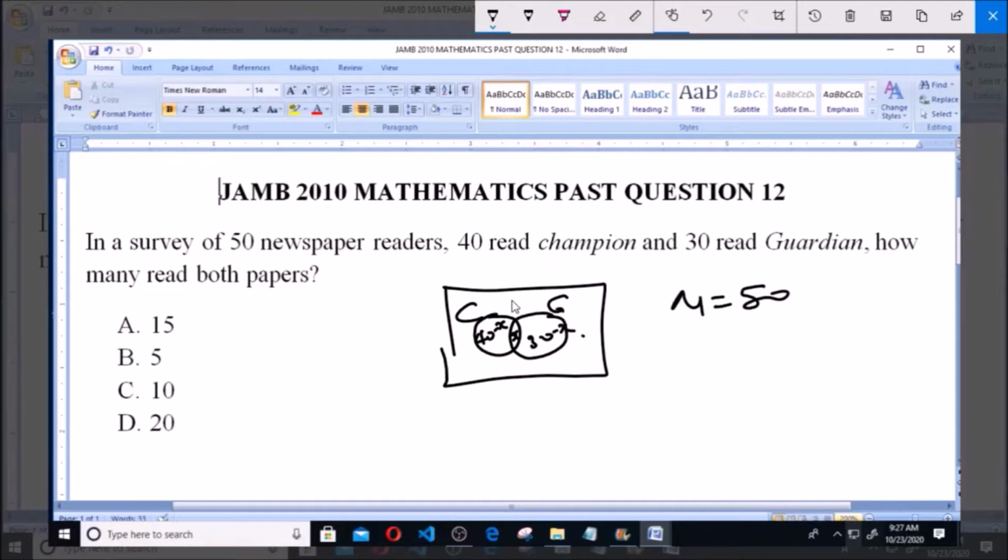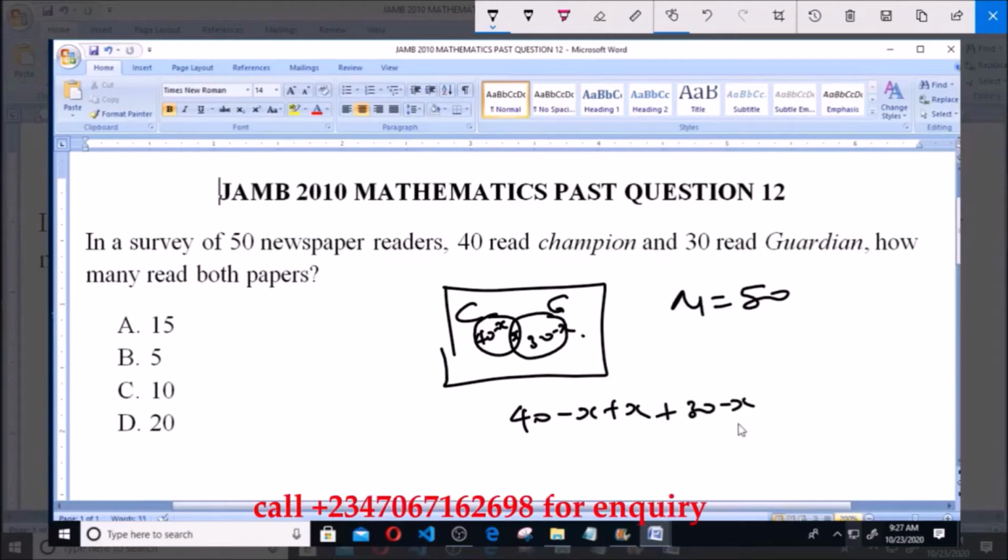So now when we sum up all this, it will give us what? 50, which is the universal set. So we can now say 40 minus X plus X. That is, 40 minus X simply means those that read what? That read Champion alone, plus X, which is those that read what? Both Guardian and Champion, then plus 30 minus X, which represent those that read what? Guardian alone. And all this will give us what?